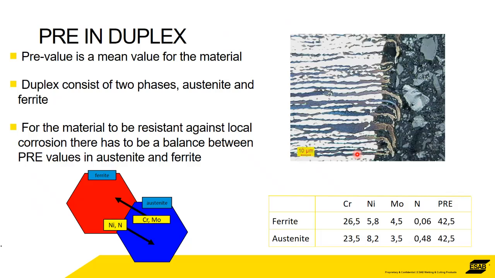Just a note about duplexers. Duplexers consist of two phases, austenite and ferrite. That's why it's called duplex. It's very important in manufacture that the manufacturers of the steel ensure that even though the ferrite and the austenite phases have different compositions, the PRE is exactly the same. If it's the same, then it will wear at the same rate. If you have a differential PRE number between the ferrite and the austenite, then you'll get localized corrosion. You'll get corrosion of one of the phases.